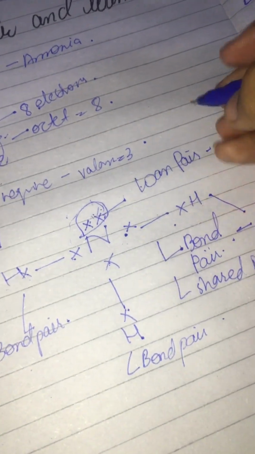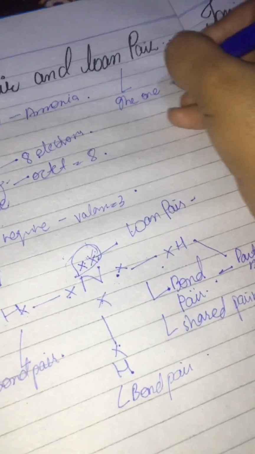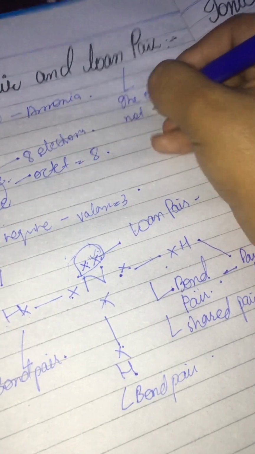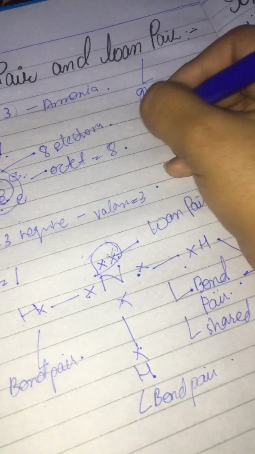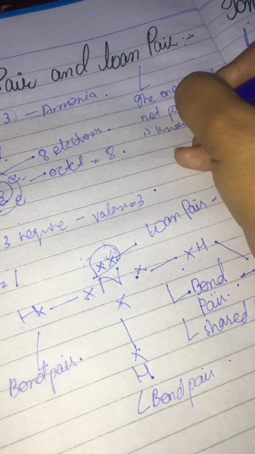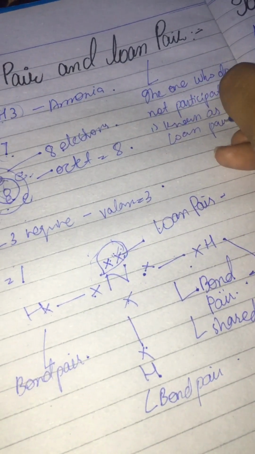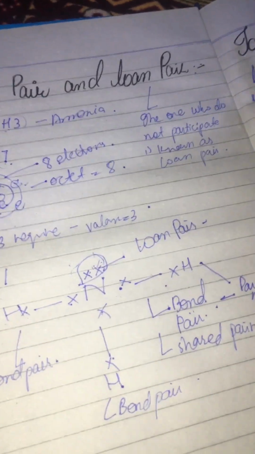So the definition of a lone pair is the one that does not participate in bonding. Now I hope you understand the basic concept of bond pair and lone pair. Now let me give you an overview.